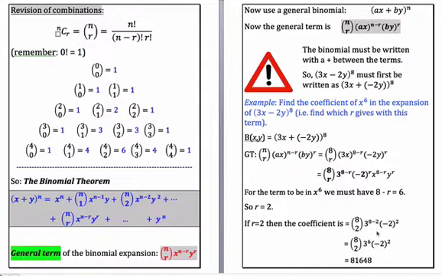8C2, 3 to the 8 minus 2, negative 2, all to the 2. Work that out on your calculator: 81648. That's your answer. That doesn't take many lines when you just go carefully through the steps and collect your terms correctly. It all works out quite quickly, and certainly a lot quicker than multiplying that thing out.